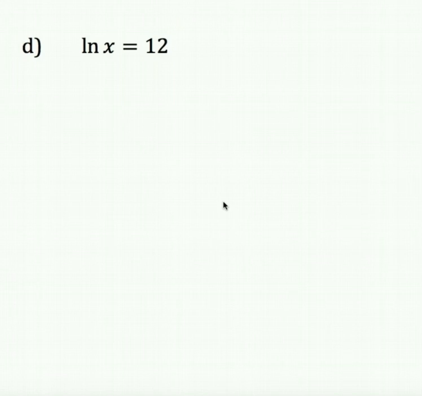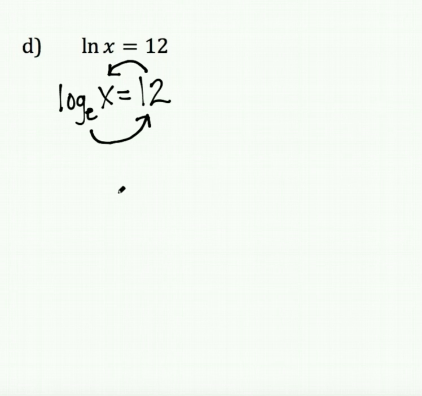Example 1D, solve natural log of x equals 12. Well, when I see this, I always want to rewrite natural log as log base e, so I can see what the base is. So log base e of x equals 12. Now, when it's in log form, I can always convert it to exponential form, so I'm going to do my loop. And I'm going to rewrite that as e to the 12th equals x.